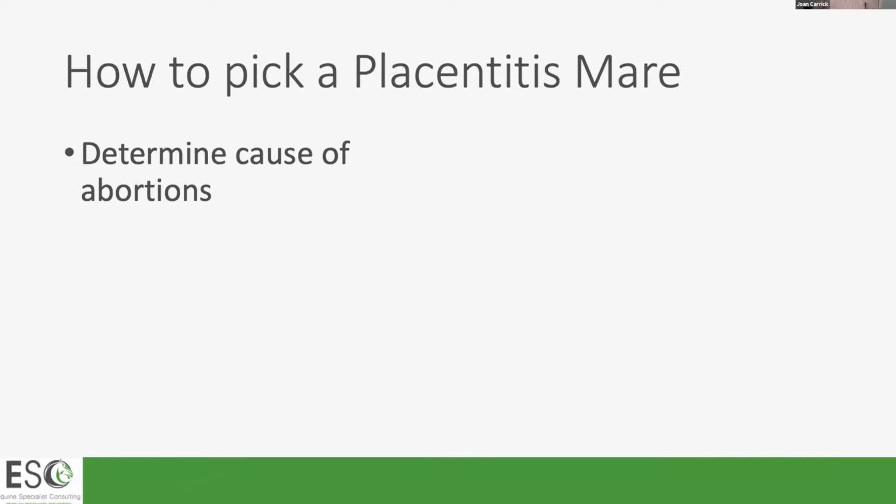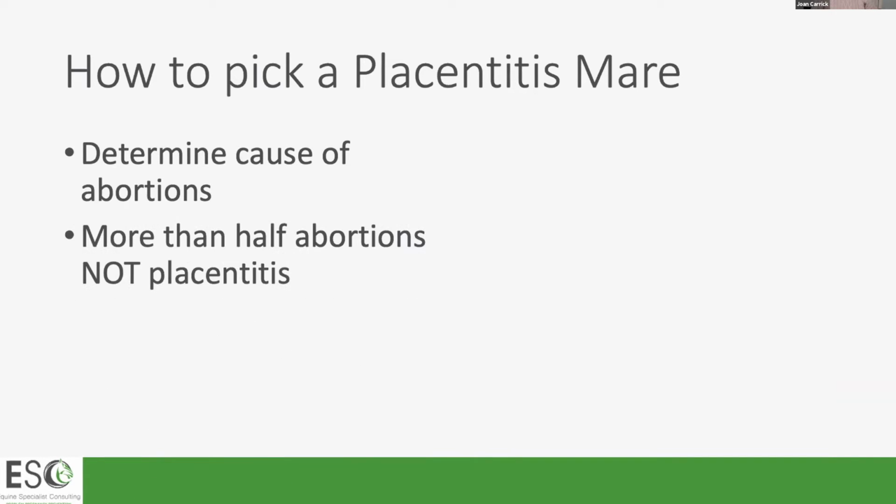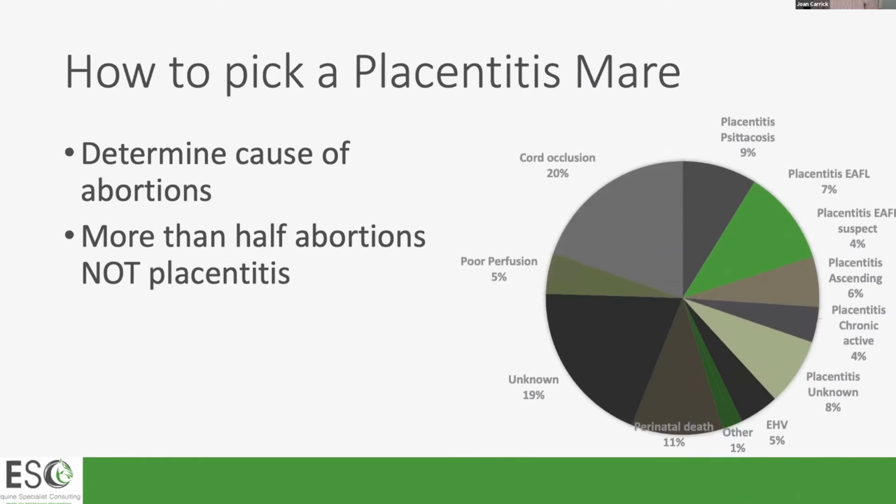So really, if you're going to start picking out your placentitis mares on your farm, it's really important to determine the cause of abortions that occur. Remembering again that more than half the abortions that occur are not due to placentitis. As you can see over here, these ones on the right-hand side of the pie graph, they're all placentitis cases. And then we've got all these other causes as well. With these other causes that aren't infections, antibiotics are not going to make one bit of difference in whether that mare loses the pregnancy or not.